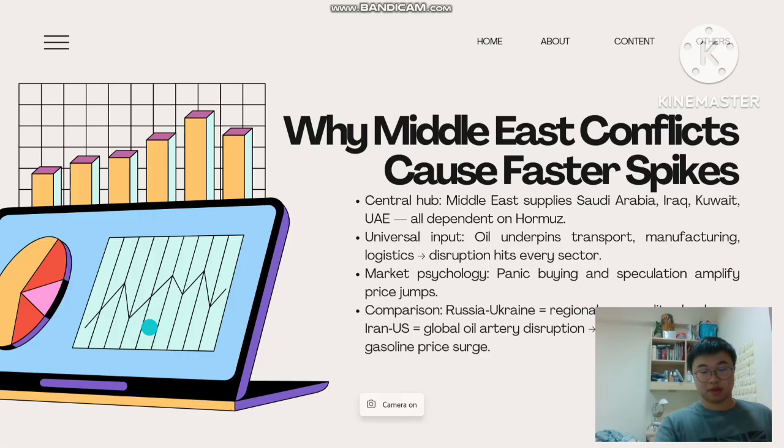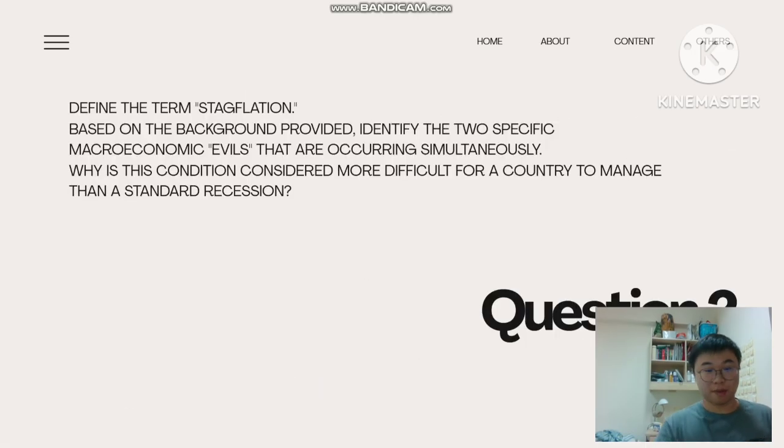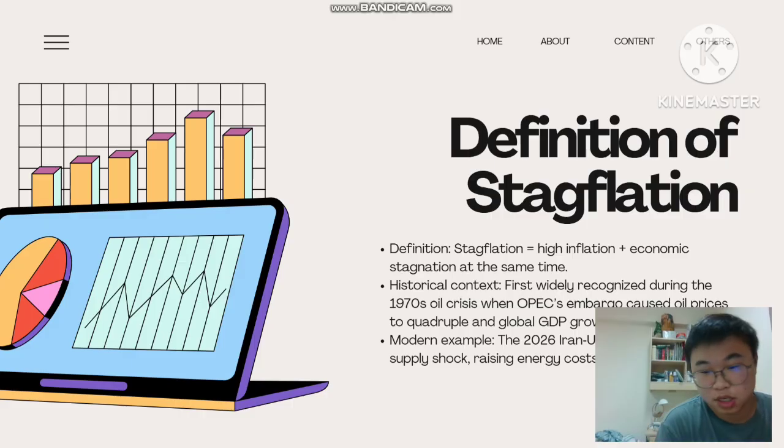Okay. For question 2, I'm going to define the term stagflation, and based on the background information provided, I'm going to identify 2 specific macroeconomic problems that are occurring simultaneously, and why this condition is considered more difficult for a country to manage than a standard recession. Okay, let's start. First, to define stagflation: stagflation means higher inflation and economic stagnation at the same time.